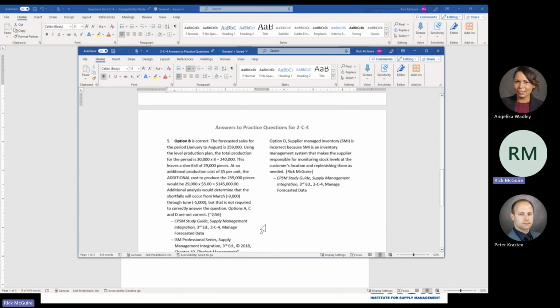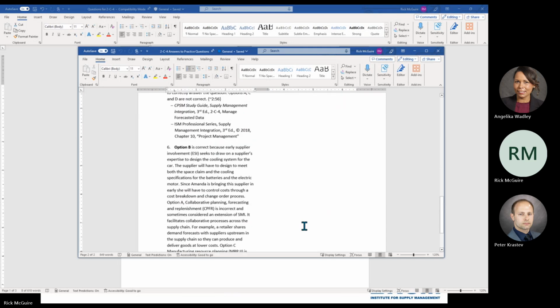And then similar in problem 5 is Bravo. Forecasted sales is 259 if you add them all up. And then 30,000 times 8 is 240, which will leave you with 29,000 at 545,000. And then 6 is Bravo. Early supplier involvement seeks to draw suppliers' expertise early in the design process.